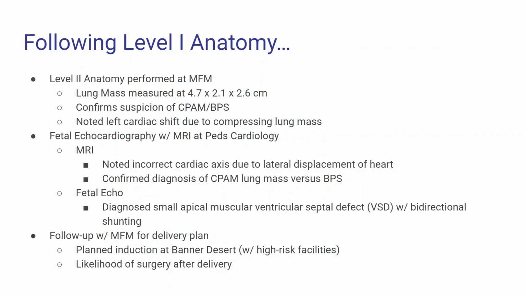They confirmed a diagnosis of CPAM in the lung mass versus BPS, where the differentiating factor is where the blood supply comes from. Similarly, this was also confirmed in fetal echo, though they further diagnosed a small apical muscular ventricular septal defect with bidirectional shunting. So there was essentially a hole at the top of the apex in the ventricular septum, and this contributed to the bidirectional flow.